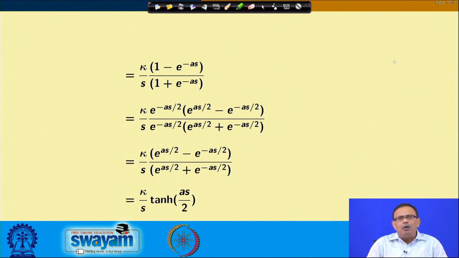So, I hope now from this particular lecture, what is the initial value problem, what is the final value problem, and what is the theorem for finding the Laplace transform of a periodic function, that we have studied over here. If required, some more examples we will do in the next lecture.